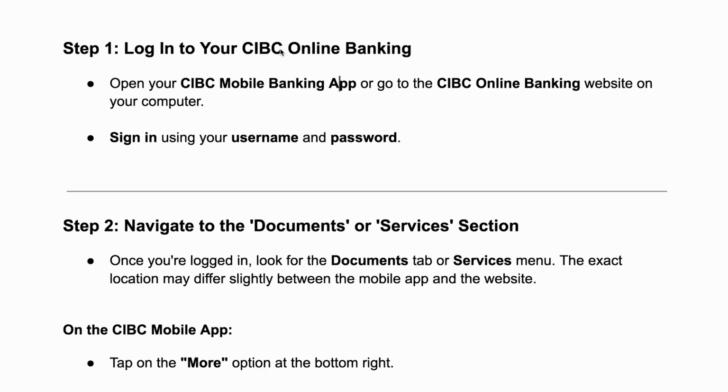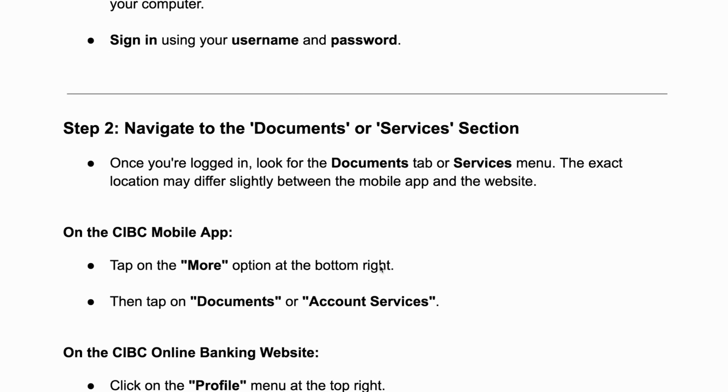How to get balance certificate from CIBC Bank. The first thing you want to do is log into your CIBC online bank. So open up the CIBC mobile banking app or go to the CIBC online banking website on your computer. Then sign in using your username and password.